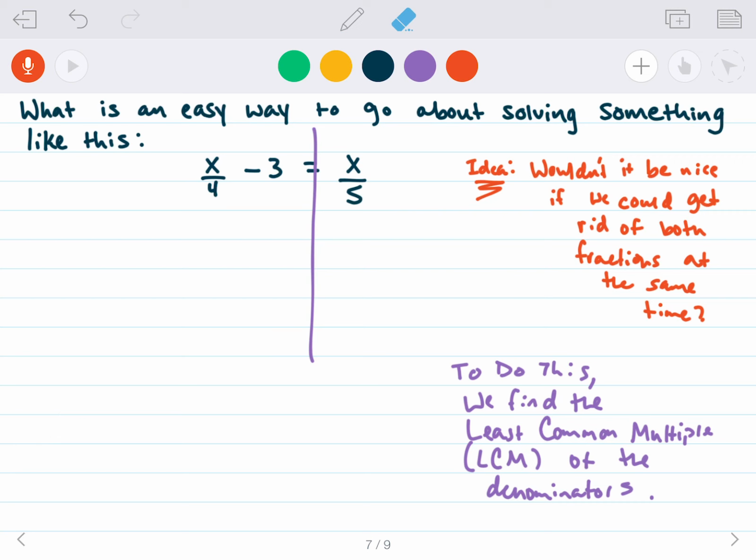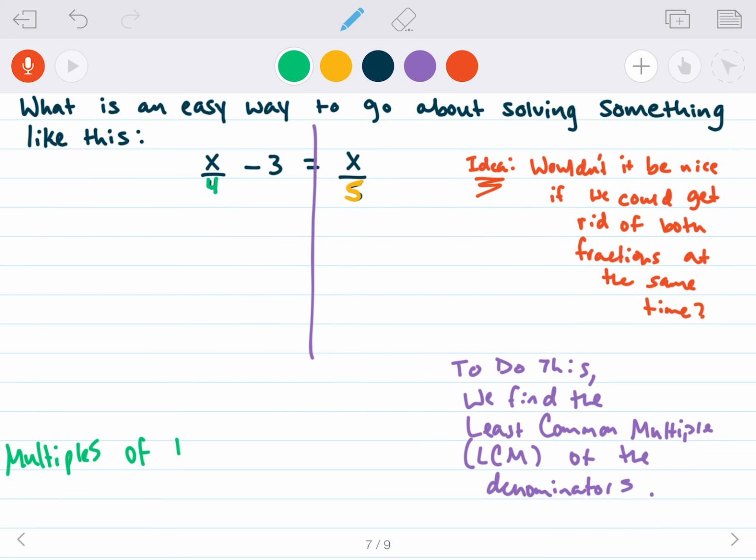So, let's just find multiples of these numbers first. What are we looking for multiples of? 4 and also 5, because those are the denominators. We're trying to get rid of them all in one swoop, okay? And to do that, we're going to find the least common multiple, and then you'll see what to do.